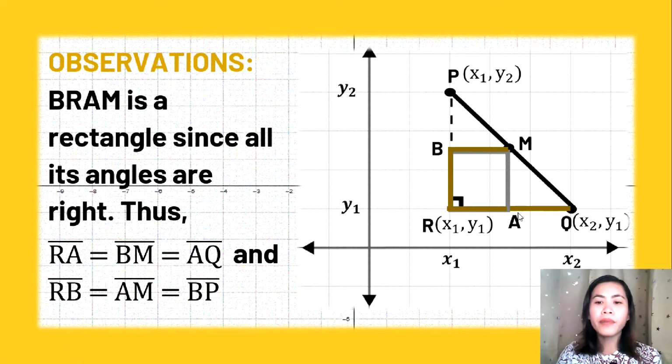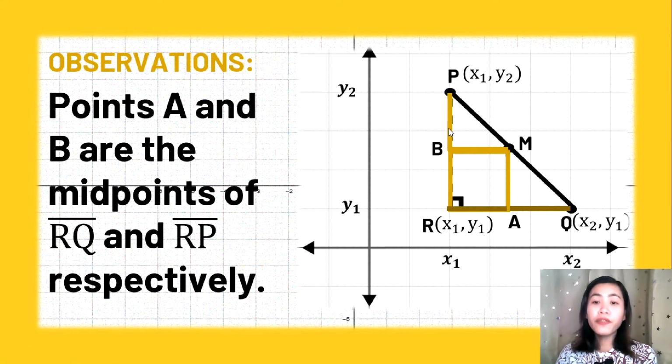We also have line segment RB is congruent to line segment AM. And line segment BP. Since the line segment AM is congruent to line segment BP. Therefore, points A and B are the midpoints of line segment RQ and line segment RP respectively. Since na-prove natin na RA and AQ are congruent and line segment BP and BR are congruent.